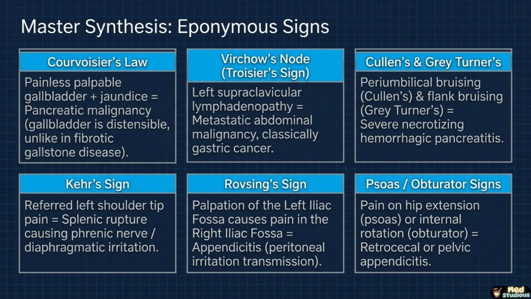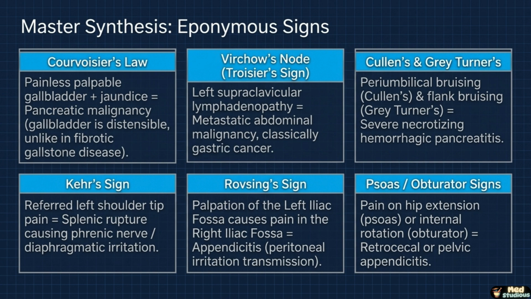Virchow's node, also called Troisier's sign, is left supraclavicular lymphadenopathy signaling metastatic abdominal malignancy, classically gastric cancer reaching the thoracic duct. Cullen's sign, periumbilical bruising, and Gray-Turner's sign, flank bruising, both point to severe necrotizing hemorrhagic pancreatitis as blood tracks along fascial planes from the retroperitoneum.